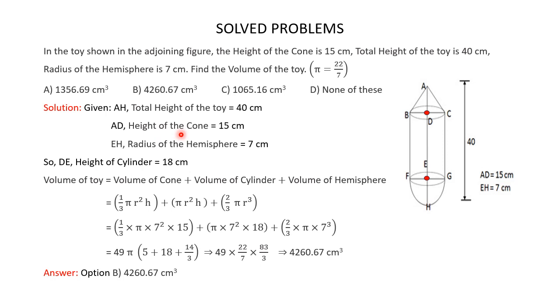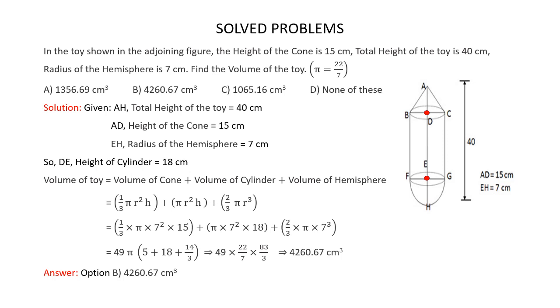Height of the cone is 15 centimeters. So AD is 15 centimeters. It's given that the radius of the hemisphere is 7 centimeters, which means EH is 7 centimeters. So we know AD is 15 centimeters, EH is 7 centimeters, and AH is 40 centimeters. So clearly DE is equal to 40 minus 15 minus 7, that is 40 minus 22, which is 18 centimeters. So the height of the cylinder is 18 centimeters.